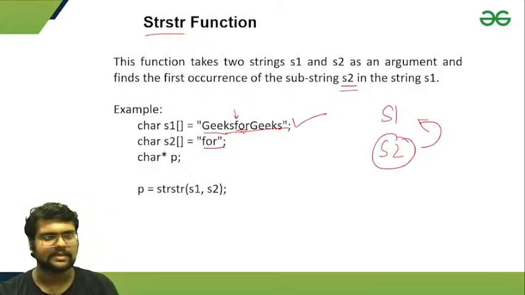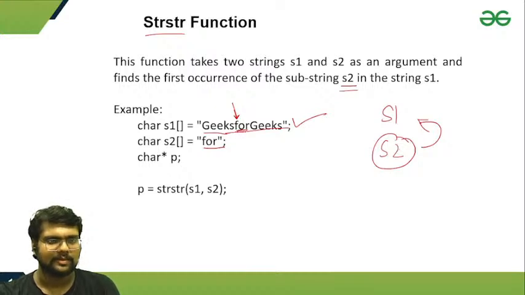in this string. Hence, it will return the pointer to the first character of this string. So it will return the pointer to f. Okay. Because this string matched with s2, a substring of s1 matched with s2, so it will return the pointer to the first character. So in P, the pointer to f will be there. Okay, so P will point to f.